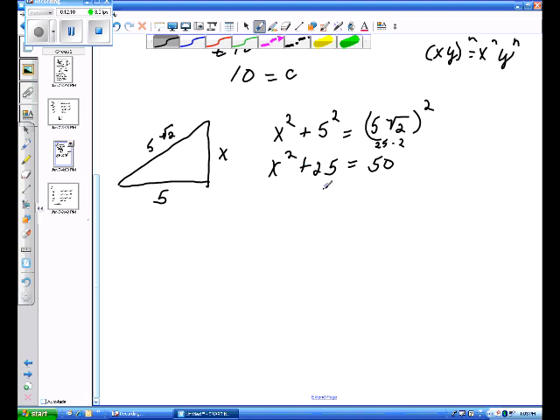So then to solve, we would subtract 25 from both sides. So x squared equals 25, and x equals plus or minus the square root of 25, which would be plus or minus 5. And again, this is talking about a length, so it would be 5. So we could solve then our triangle.